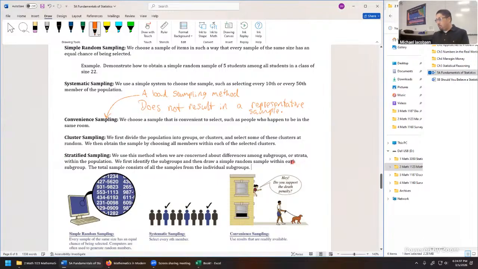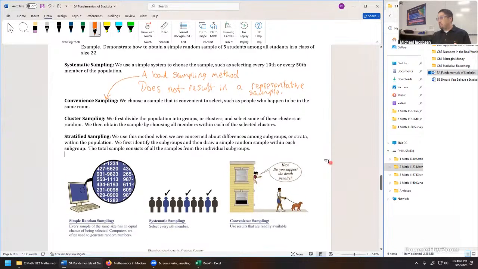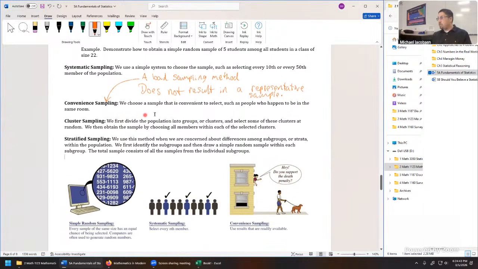So in a cluster sample, let's read through this carefully so we can spot the difference. We divide the population into groups, which we could call clusters, and then we select some of these clusters at random. So if we were, say, taking the entire state of Idaho, we want to sample Idahoans, we could say our clusters are every county in Idaho. We're not going to sample all the counties. We'll sample the counties randomly. So that's where the randomization happens with the cluster sampling.